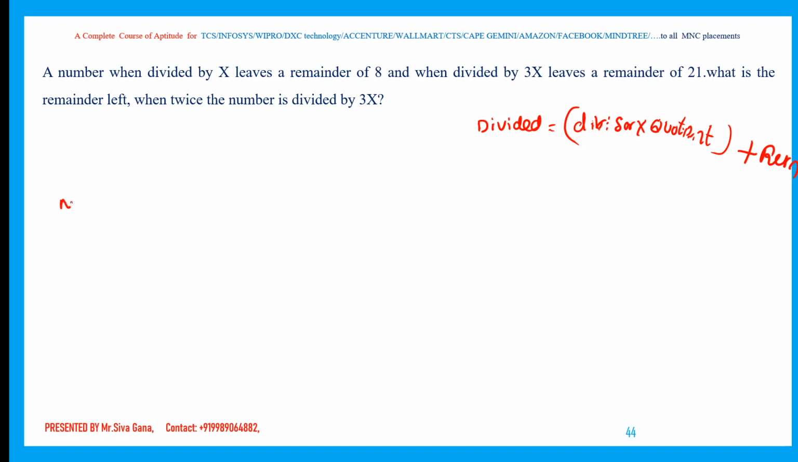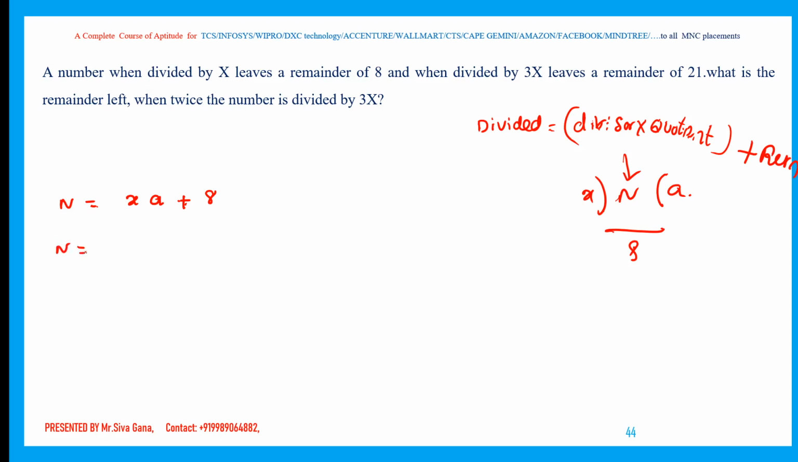Let us take the number as n. Nothing but dividend. It's nothing but a divisor. When the number is divided by x, leaves the remainder 8. We don't know the coefficient. Let us take the coefficient as a. And the remainder is 8. This is n, I'm dividing by x. The coefficient is a, the remainder is 8. This is n is equal to ax plus 8, this is a small a. The coefficient is a, I'm just assuming, right?